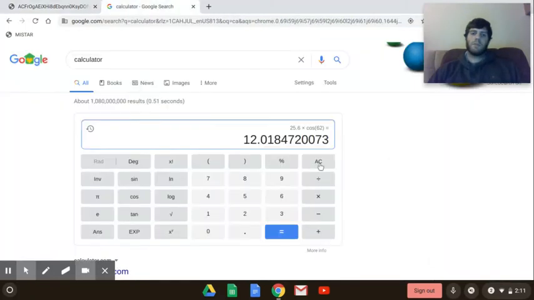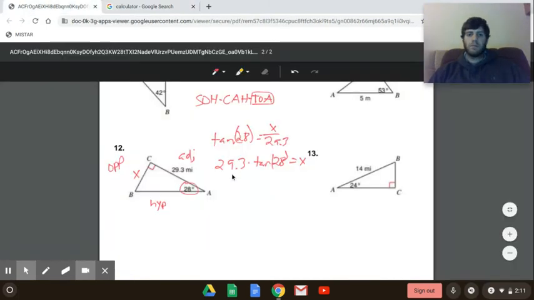So 29.3 times tangent 28, make sure in degrees, gives 15.6. So x is approximately 15.6. Okay, so we can fill that in. And then I want to find the hypotenuse, so I'm going to call that y. Now we have adjacent and hypotenuse. That's going to be cosine. So we can do the cosine.